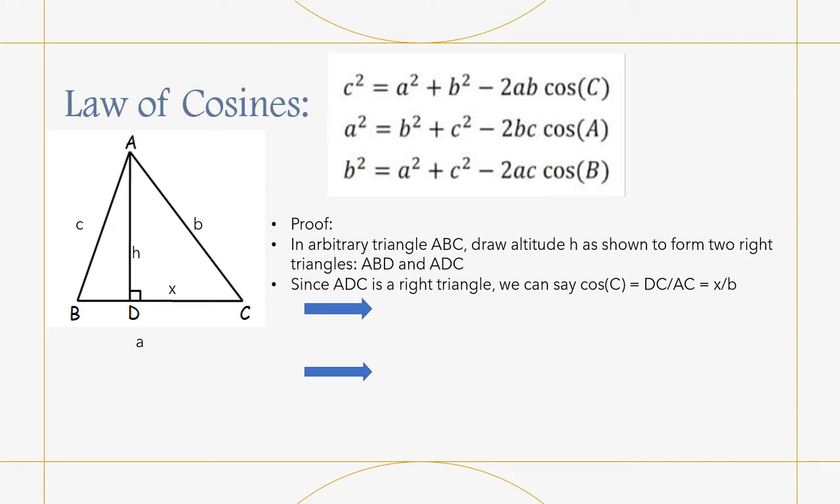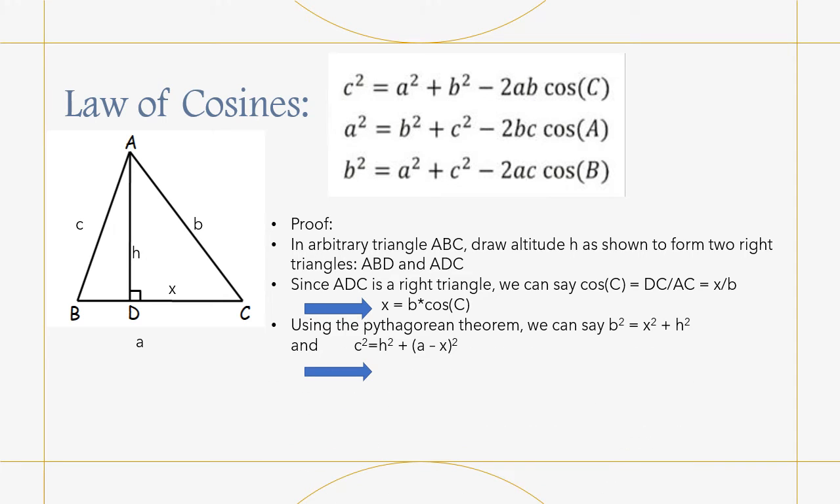Since ADC is a right triangle, we can say that the cosine of angle C equals adjacent over hypotenuse, or DC over AC, which, as labeled in our diagram, is x over b. We rearrange this to get x equals b times cosine C. Since this is a right triangle, we can apply the Pythagorean theorem and say that b squared equals x squared plus h squared. And c squared on the other right triangle in our diagram equals h squared plus (a minus x) squared. A minus x is the quantity BD.